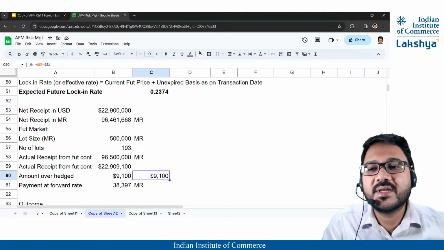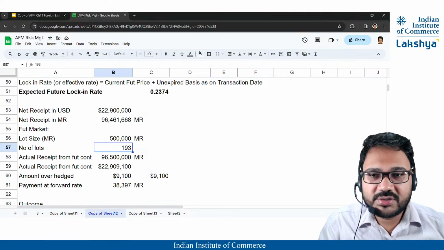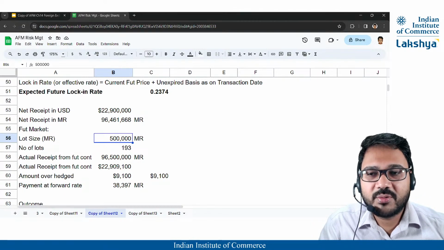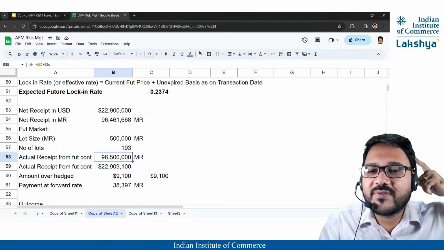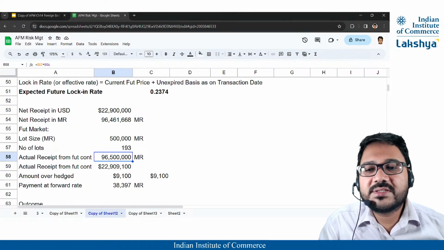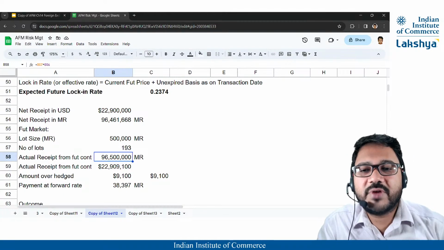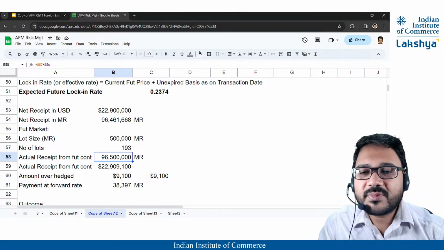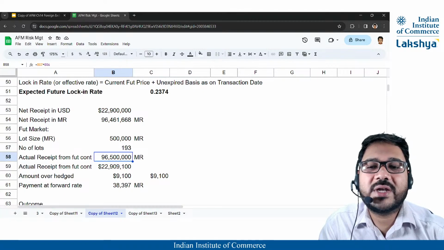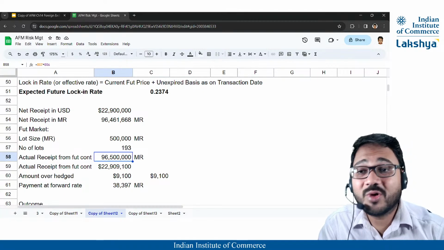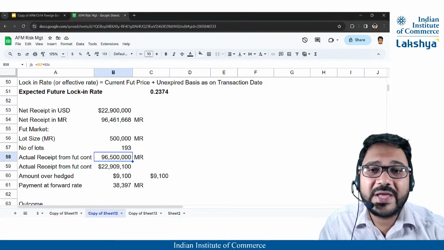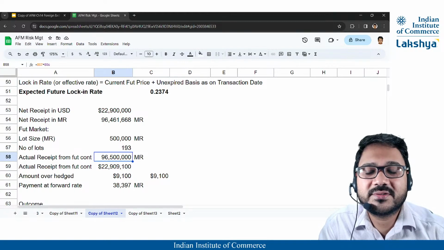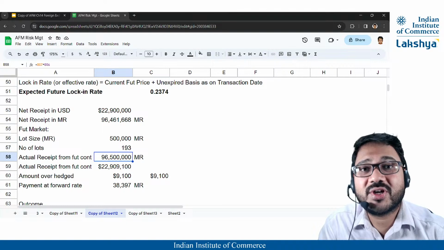Understand what is happening: you have taken 193 lots at 500,000 MR per lot, which means a total exposure of 96.5 million MR. When you go to square off or settle the account, they are going to ask you for 96.5, which means they are asking you for 22.909 thousand dollars. You are to receive only 22.9, so an extra $9,100 needs to be arranged.